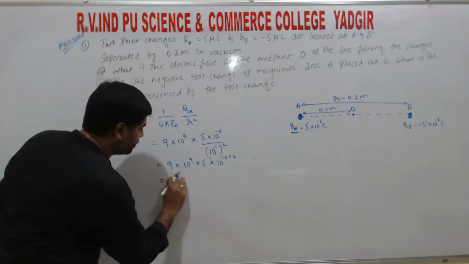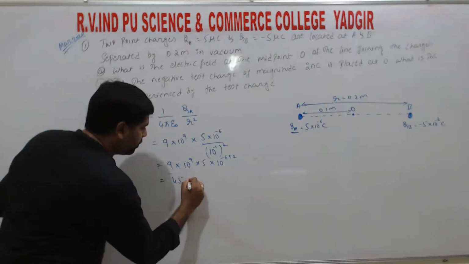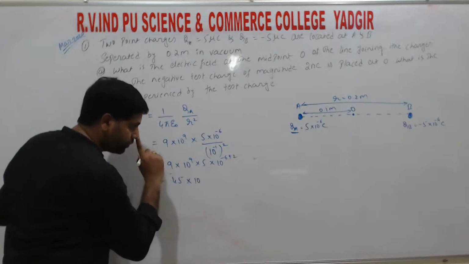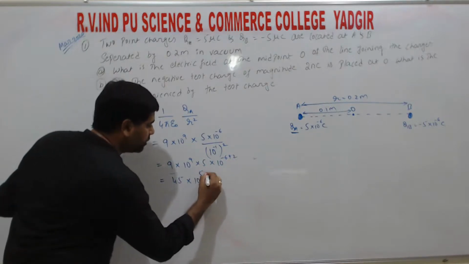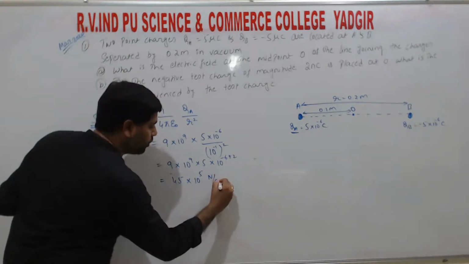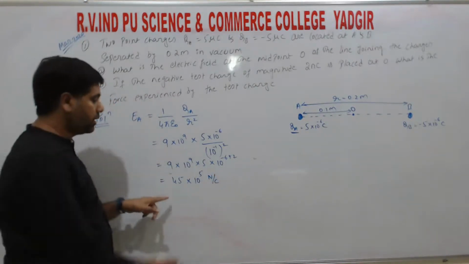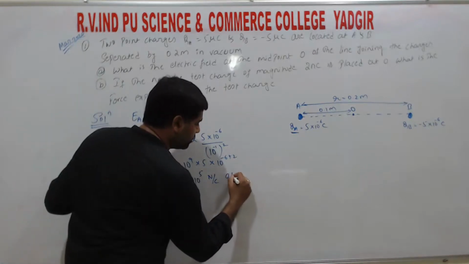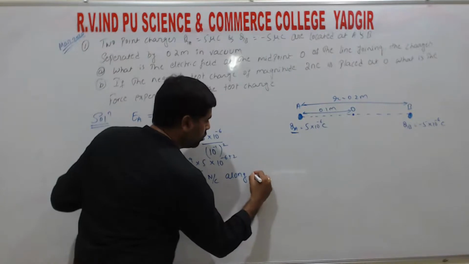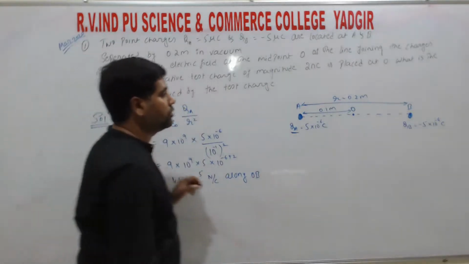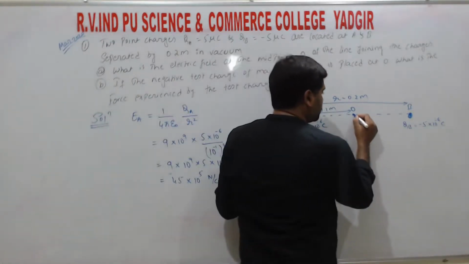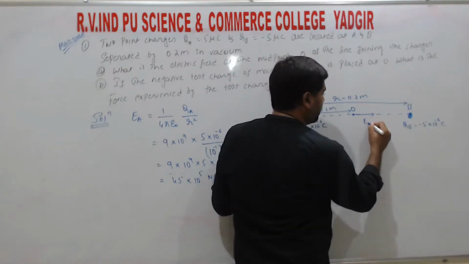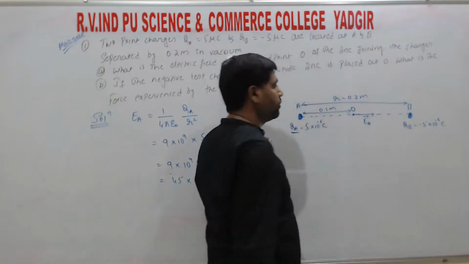So here it is 9 into 5 into 10 to the power of 9 minus 4, that is 45 into 10 to the power of 5 Newton per Coulomb. This gives the magnitude, but here we need to find the direction. That is along OB, because this is positive, here also positive, there is a repulsive force here. This gives electric field EA, right?